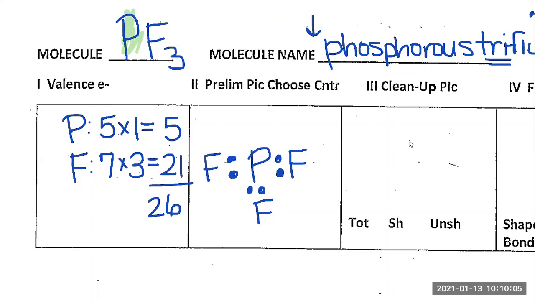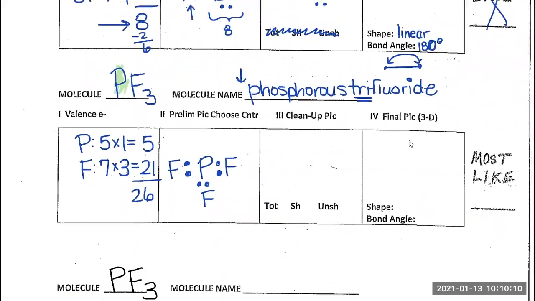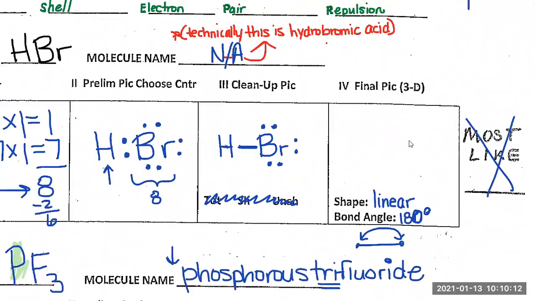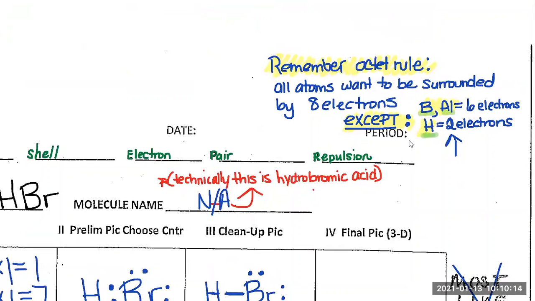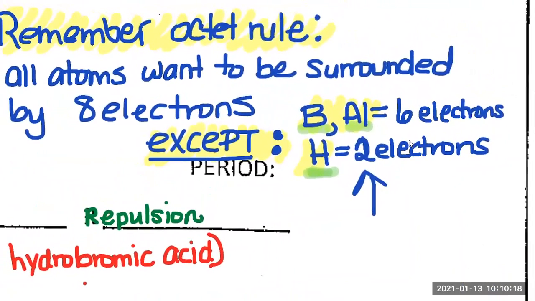Now, before I add any more dots, let's just double check and see if we have any exceptions to our octet rule. So remember our exceptions over here. Hydrogen is not in our molecule, and there's no boron or aluminum in our molecule.